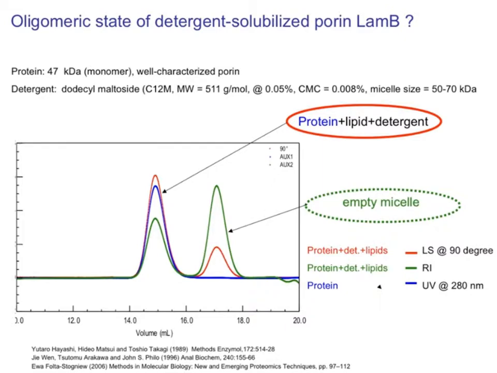This slide shows the three signals collected during SEC-MALS analysis of porin LamB. In the elution profile, we can clearly see that in the UV trace, shown in blue, there is a single peak eluting at around 15 mL, which also generates responses in the light scattering detector, shown in red, and the refractometer in green. Interestingly, we can detect the empty micelles that are clearly visible in the light scattering trace in red and the refractometer trace in green, while generating no signal at the absorbance at 280 nanometers.